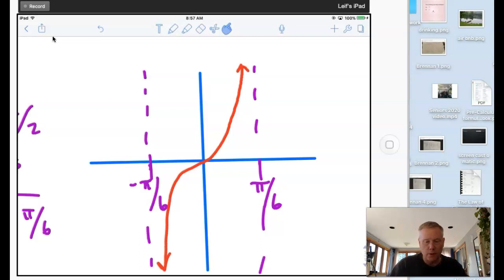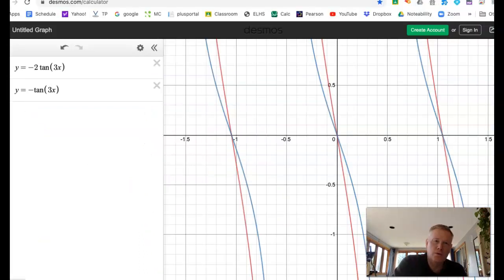And that's what it's going to look like. Now, I'll show you quickly on the graphing calculator. This is the difference between y equals negative 2 tangent 3x and y equals negative tangent 3x. You see that there's a little more angle. It's a little steeper. The red line's a little steeper than the blue line, which is the red line is the one with a 2 in it. But otherwise, it's really about the same.